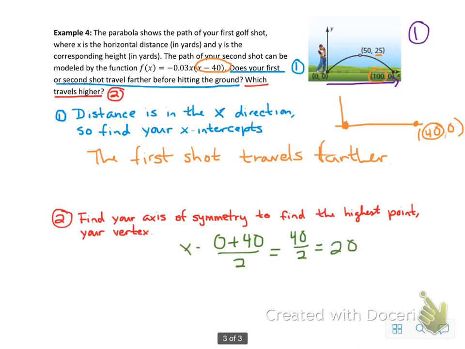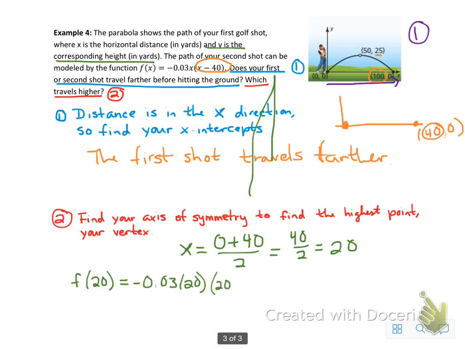But that's the x. The height, according to this, is y. So we need to find the y value. So the y value is where you take your x and you plug it in. So we're finding f of 20. So negative 0.03 times 20, because that was an x, times 20 minus 40. Well, that equals whatever your calculator gives you, which is 12. So 12 is the height.